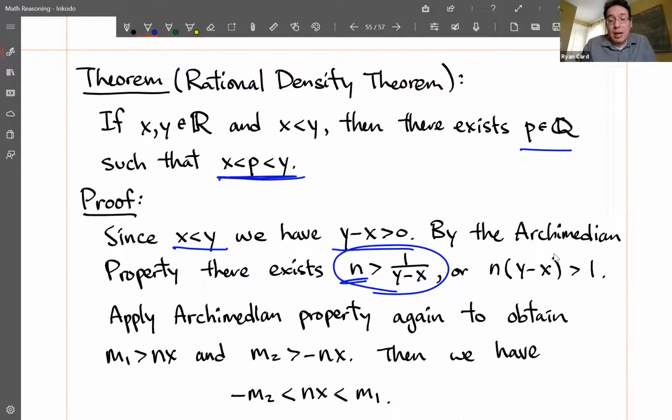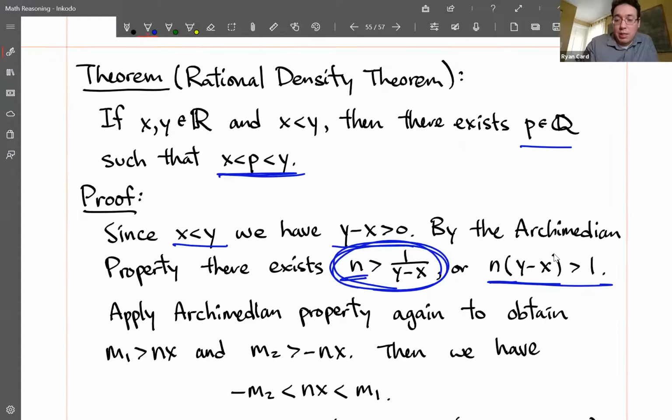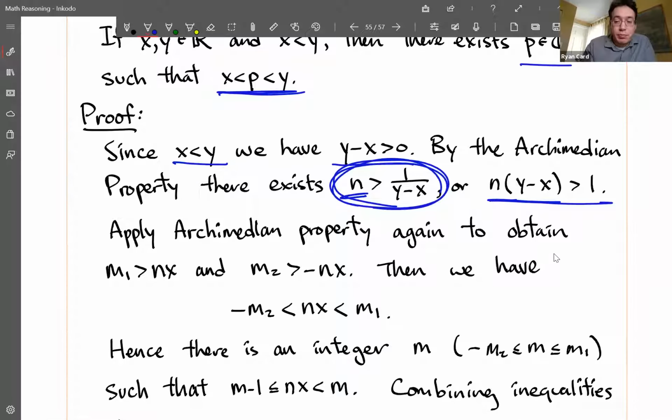And the reason why you might try to use the Archimedean property this way is to show that, well, if you rearrange this expression, you could get this, or you might say y minus x is greater than 1 over n. So you can find 1 over n, which is small. And n is going to be the denominator in this rational density theorem. So that's what's coming up. Okay, so we found n.